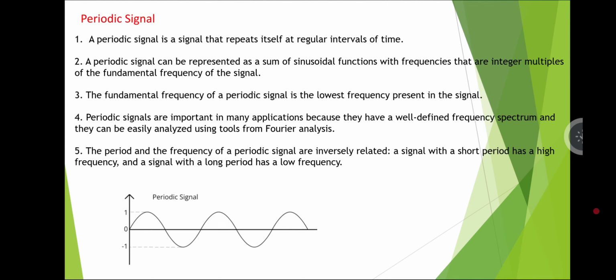The period and the frequency of a periodic signal are inversely related. A signal with a short period has a high frequency, and a signal with a long period has a low frequency.